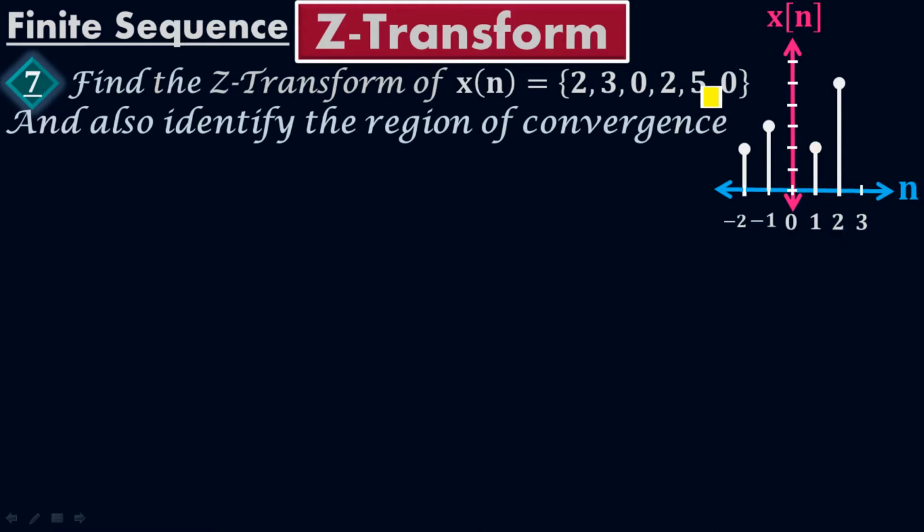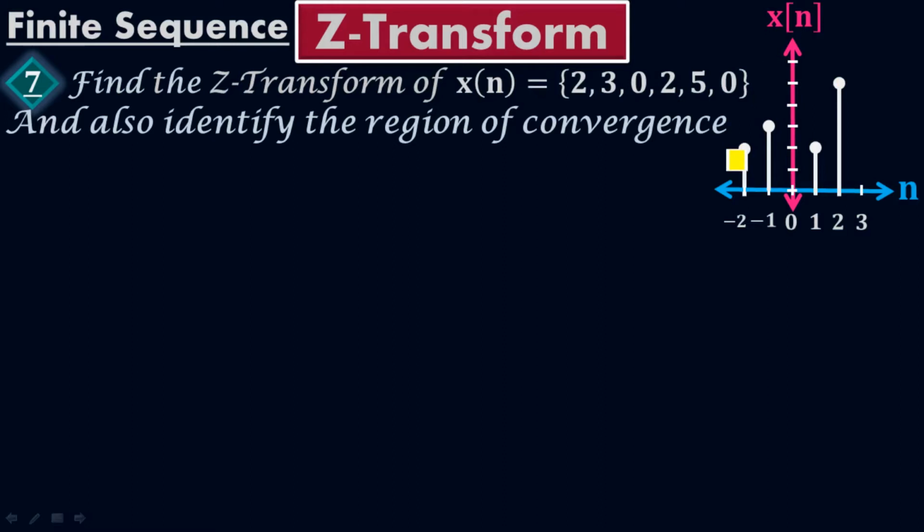Here the magnitude is 5. This sample makes the point 5 along the y-axis, 1, 2, 3, 4, 5. So its magnitude is 5 at n equals +2. Similarly, for the last one, the magnitude is 0. So here we don't have any sample. The sample is 0 at n equals +3.